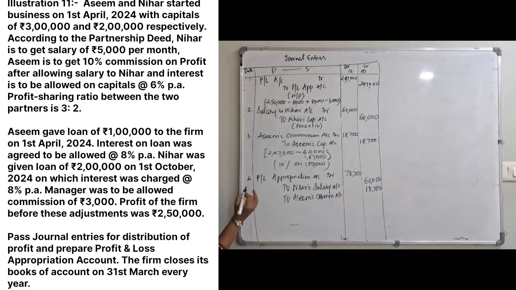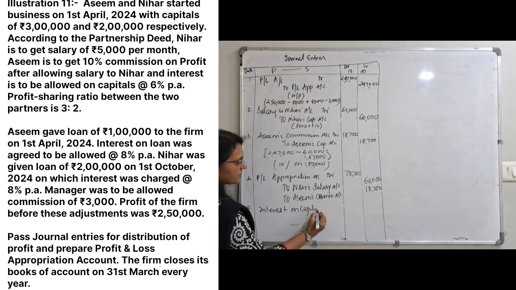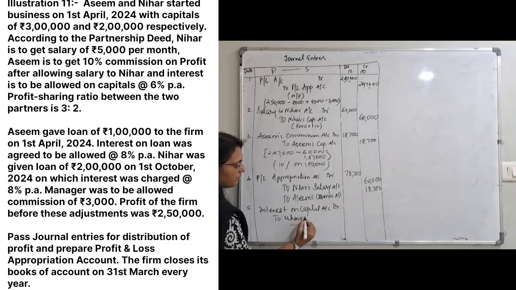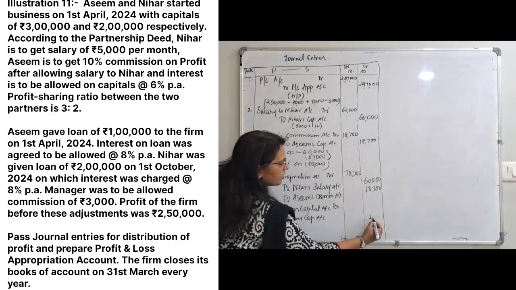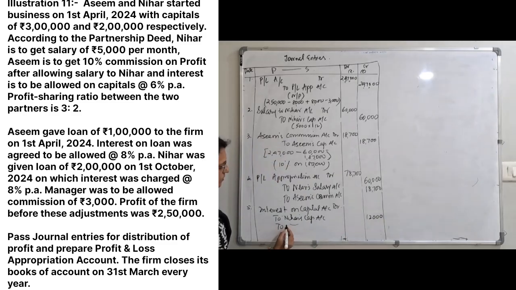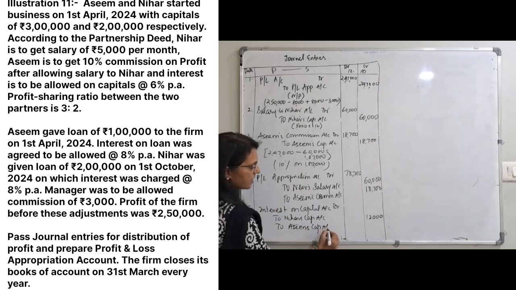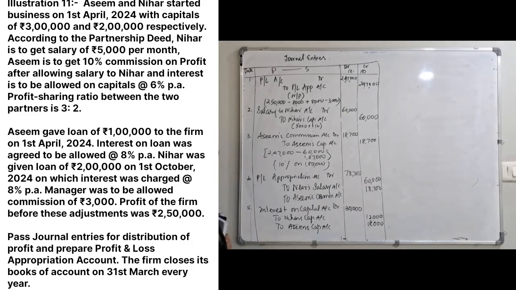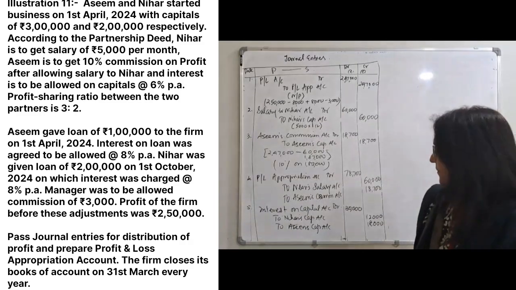Next is interest on capital. We saw the journal, we saw the amount, interest on capital was 18,000 and 12,000, 6% on capital. So interest on capital account debit. Whose interest is this now? To Nihar's capital account. Nihar will get interest of 12,000. To Asim's capital. Asim will get 18,000. Total interest on capital, it is an expense, so 30,000 will be debited. Theek hai?